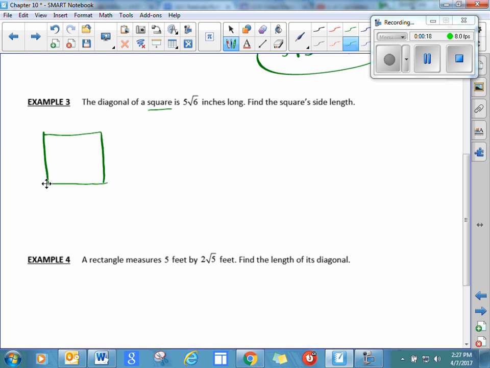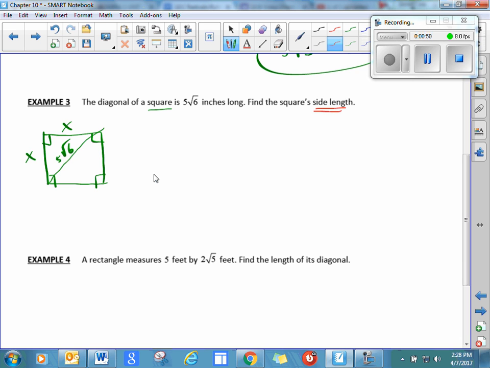This is a square, which means I've got 4 right angles and all my sides are the same length. And it says that the diagonal of this guy is 5 radical 6 long. So we can just go ahead and draw that in. He's 5 radical 6, and we know his sides are both the same. We don't know what they are, but they're the same. So I'm going to use x for the length of the sides. And that's what they're asking us to find.